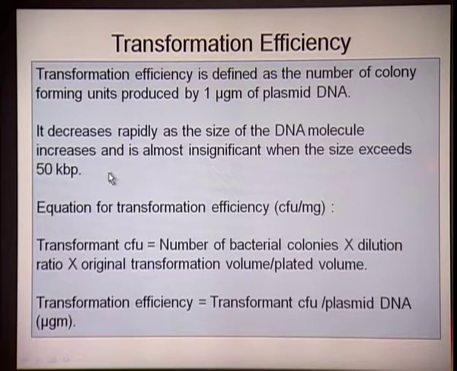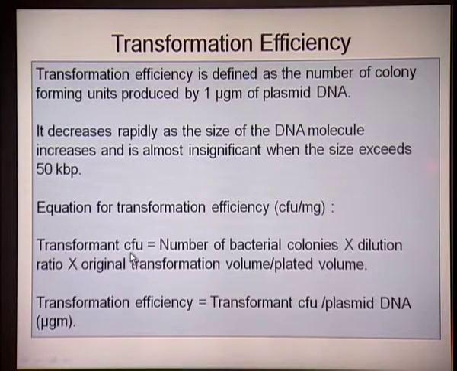If we are carrying out transformation, we should know the formula or method of calculating transformation efficiency. So basically, what is transformation efficiency? It is defined as the number of colony forming units, or CFUs, that are produced by 1 microgram of plasmid DNA.